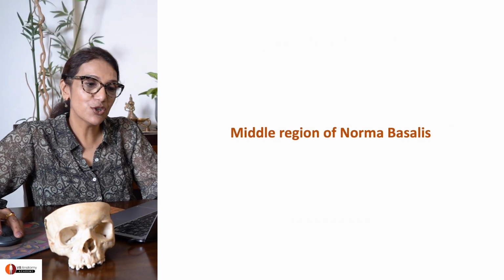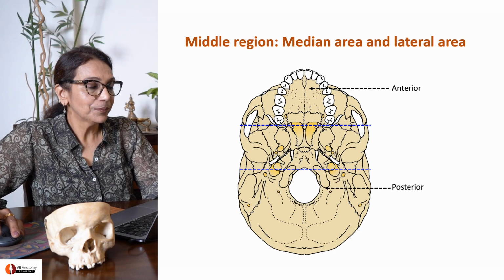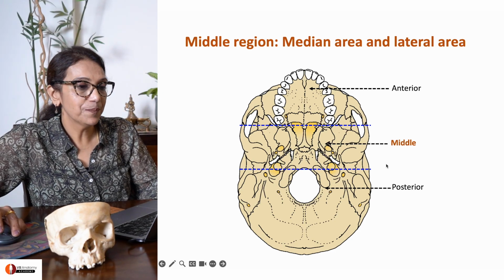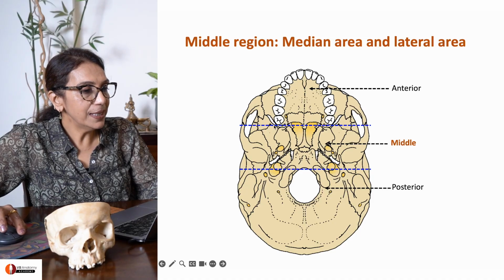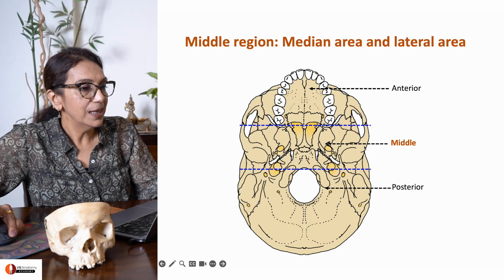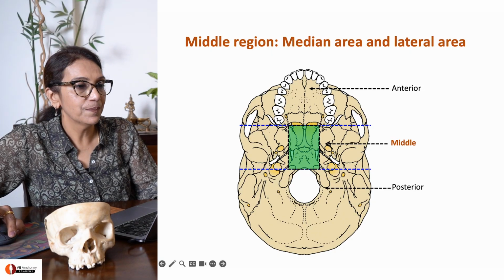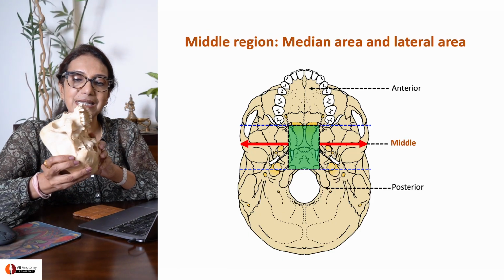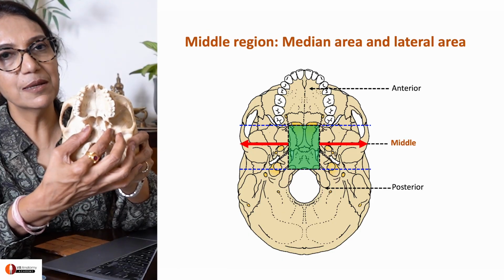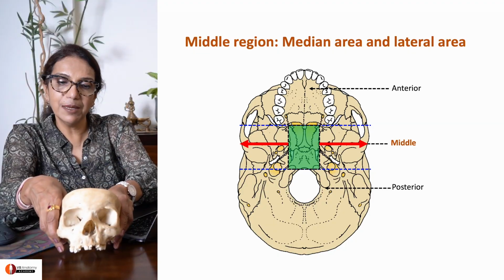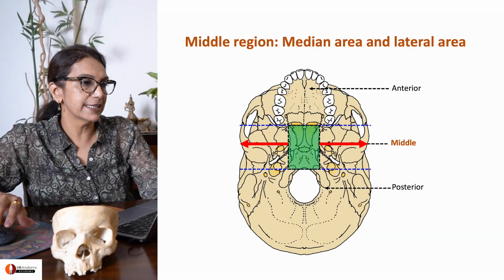Right. Middle region of Norma Basalis. So see those 2 blue lines here? This is the middle region. Okay. And so behind the hard palate, in front of the foramen magnum. This is the part we are going to be talking about. It has a median region and a lateral region. Okay, if you look at the base skull here itself, this part here is the median area and everything on the side is the lateral area. Okay, keep the skull handy. We'll go for details later.